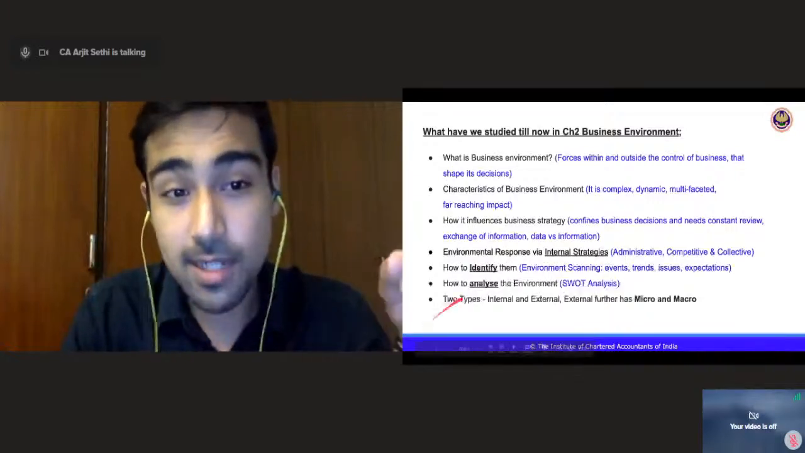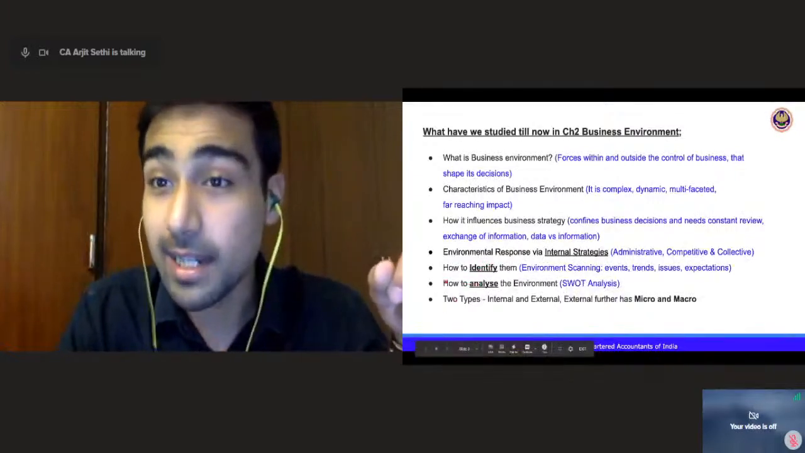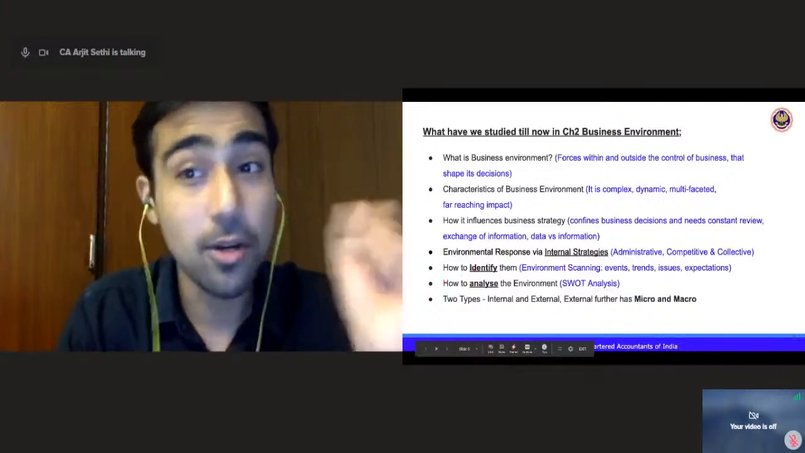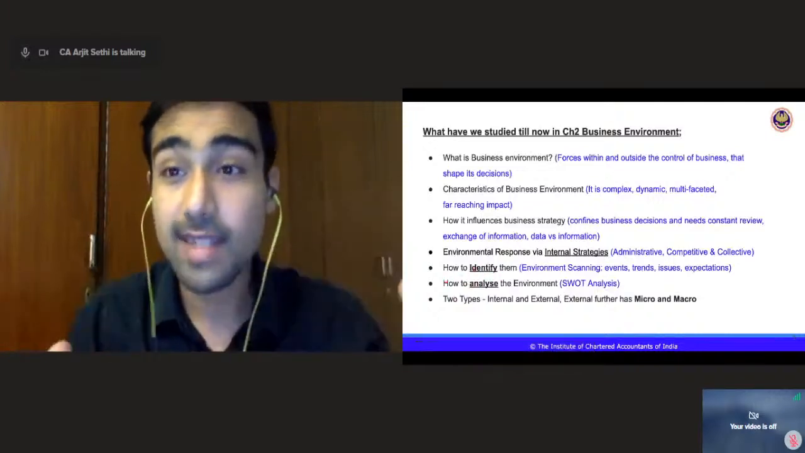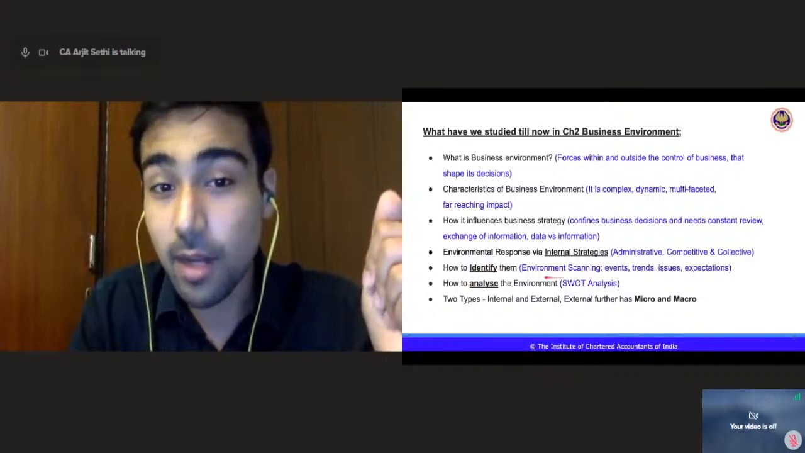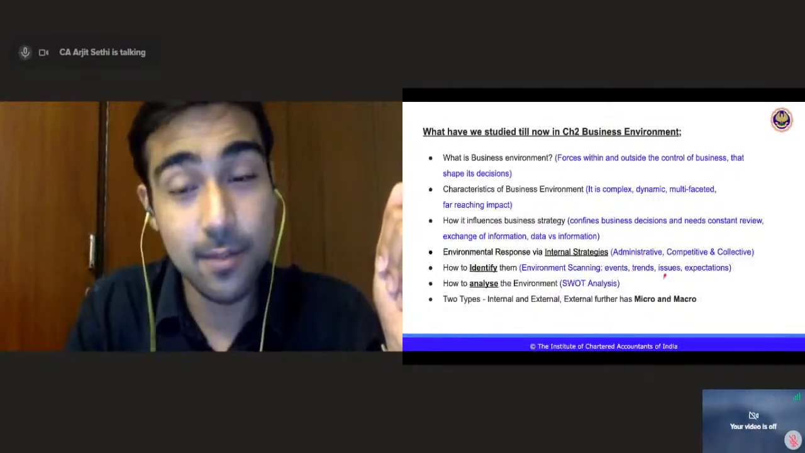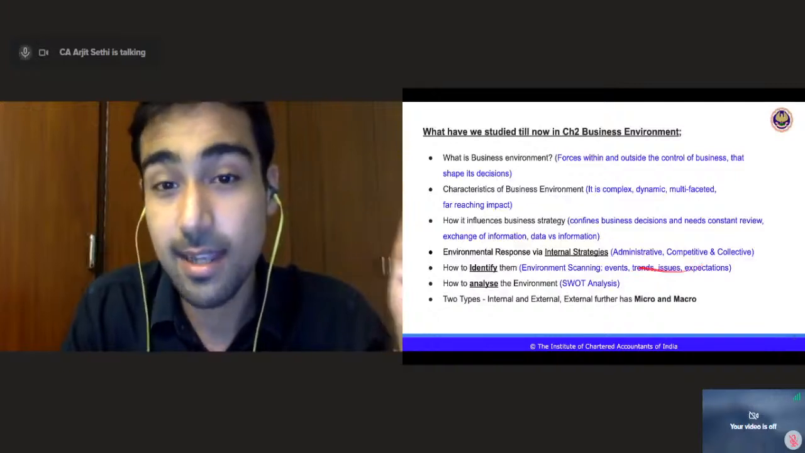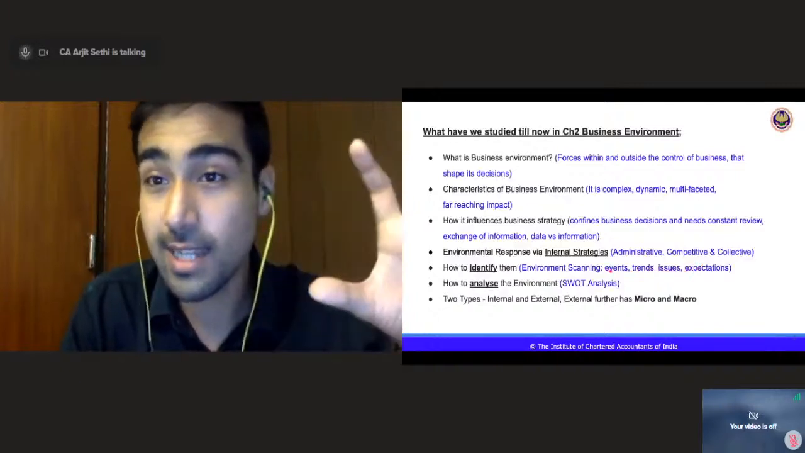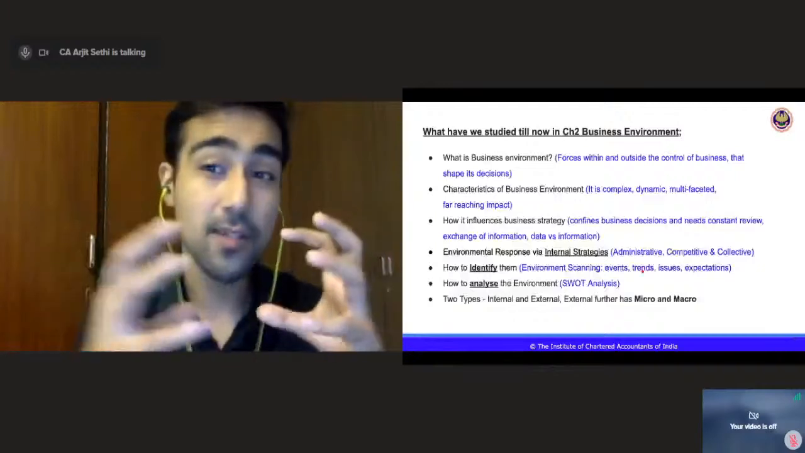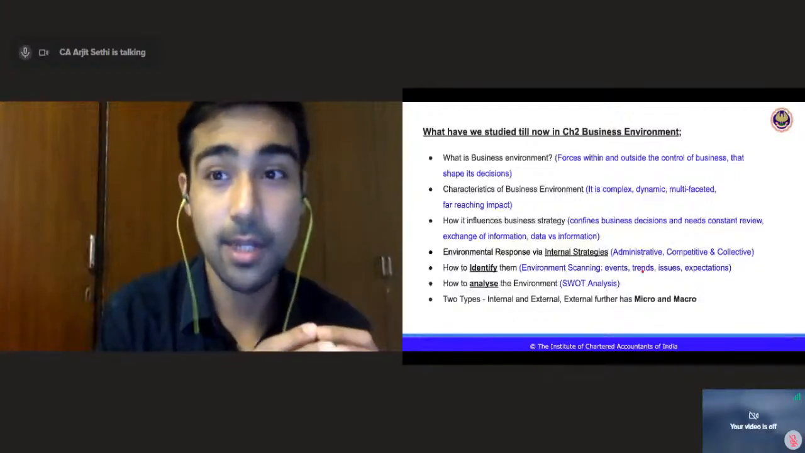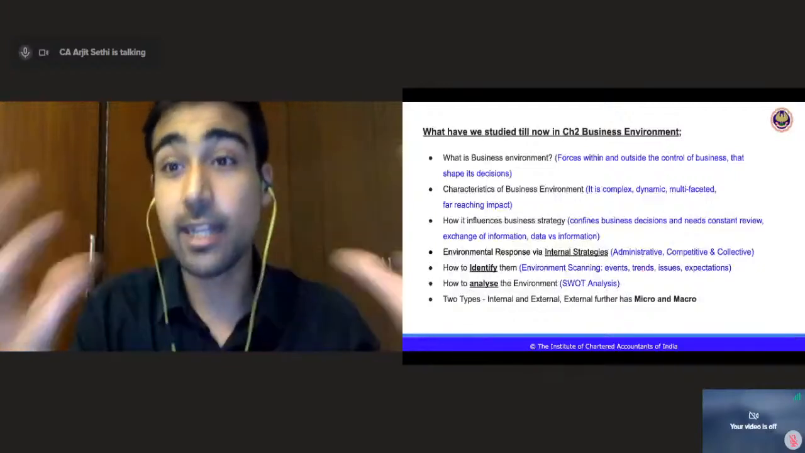Then we also studied how to identify the components of the environment, what is happening. And we studied environment scanning, which had events, trends, issues and expectations. Events are huge things that are happening. Trends are a group of small things that are happening in the environment that make it huge.